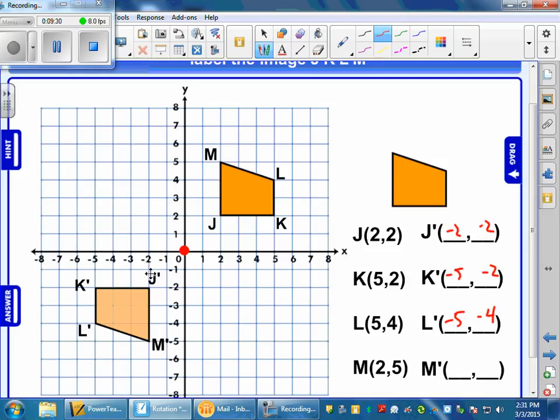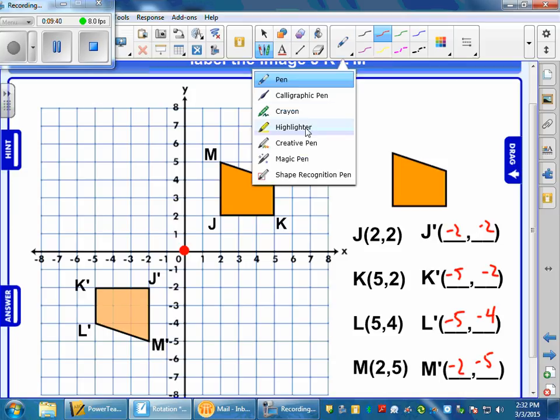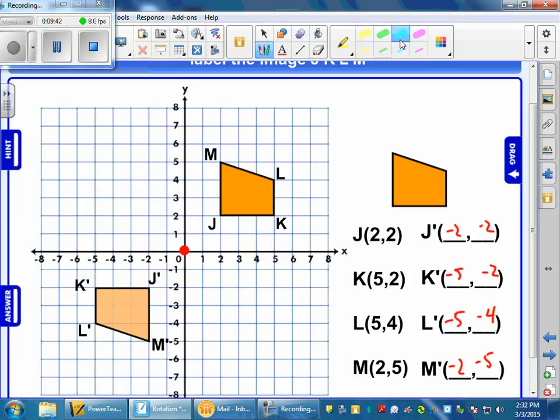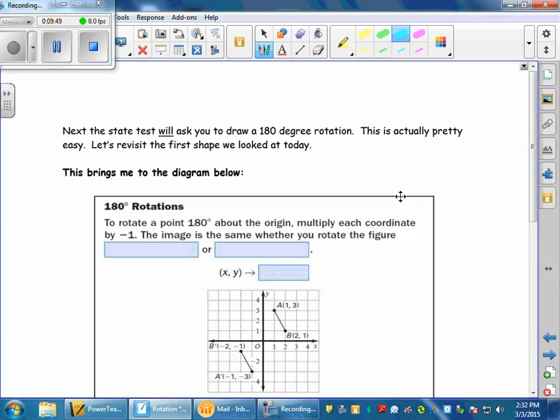And M prime is -2, comma, -5. So what do you guys think the rule is to rotate something 180 degrees? Hopefully you have the eyesight to see that all we did is make everything here negative. Now it's not always just making it negative. If it already is negative, you're going to change it to be a positive. So basically you're just changing the sign on the number.